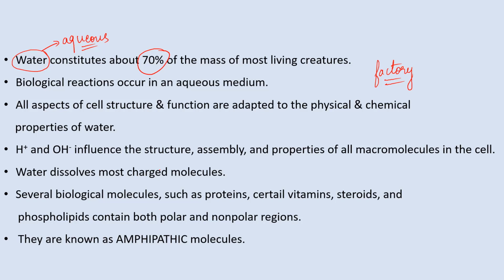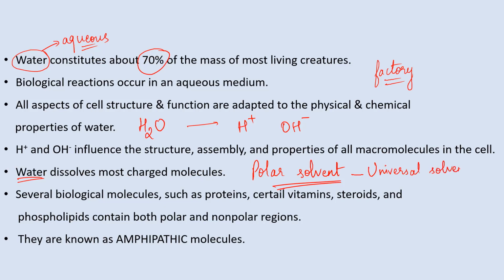Now, since we're talking about water, water is H2O, and you know that it splits into H plus and OH minus. This H plus and OH minus concentration influences the structure, the assembly, and the properties of all the macromolecules in the cell. And why does water naturally form this aqueous base? It is because water is a polar solvent and can dissolve abundant charged molecules. We all know it is also called a universal solvent.